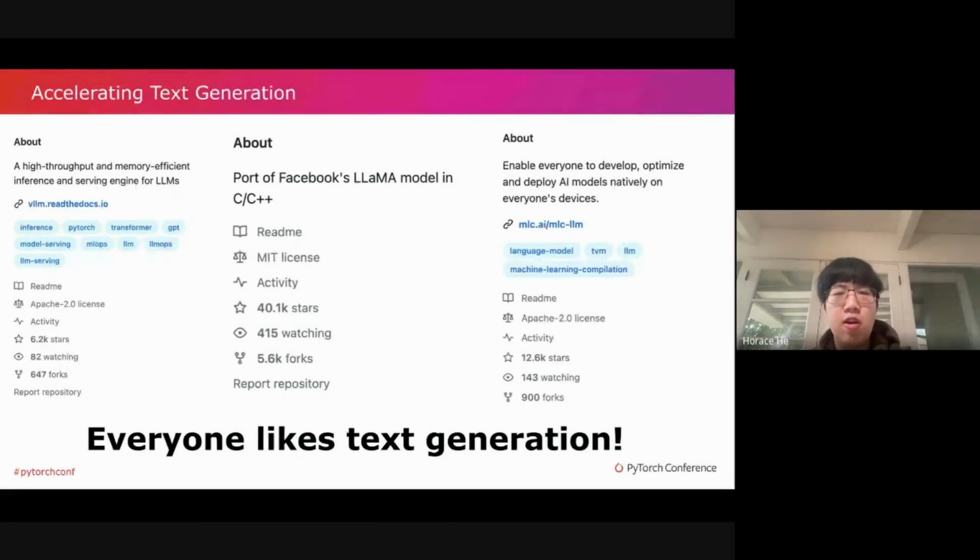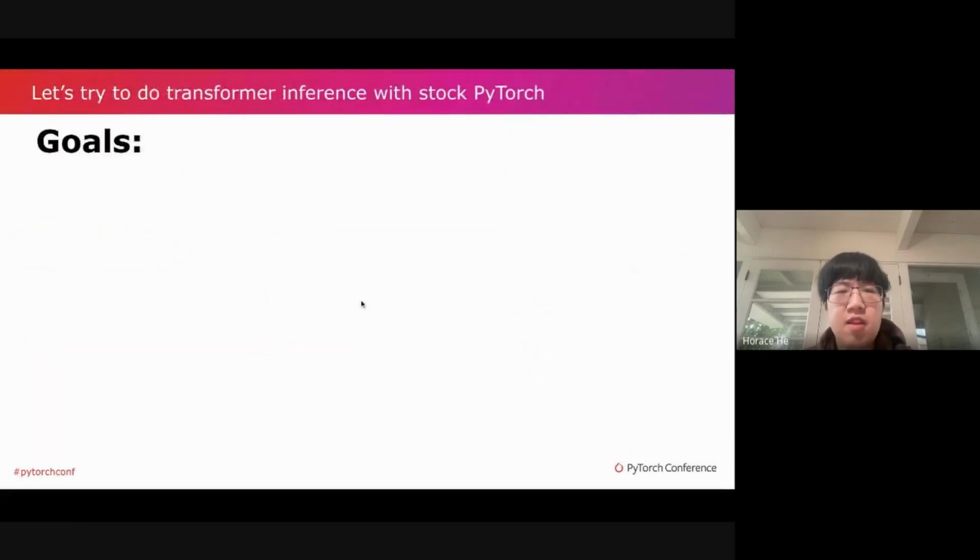So we have a lot of really great projects like vLLM, llama.cpp, and MLC, that do a lot of great things and have gotten very widespread adoption in the community. But although some of these are built on top of PyTorch, I do think it's an interesting question where stock PyTorch suffers, or where it does not suffice compared to these specialized inference libraries built on top.